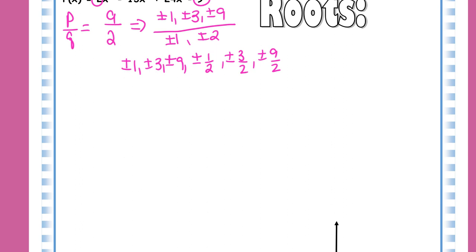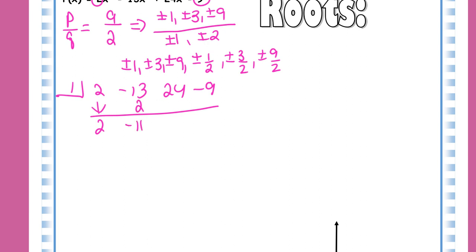Here we go. So I got 1. We're going to say 2, -13, 24, and -9. I got a degree of 3. I got 4 numbers. I'm in good shape. Bring down the 2. And we multiply. Then we combine. And then we multiply. And this is not looking so good.